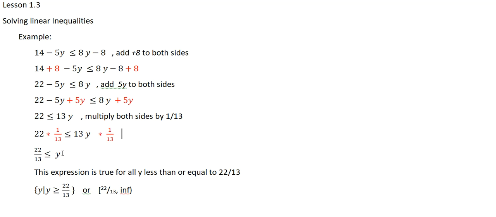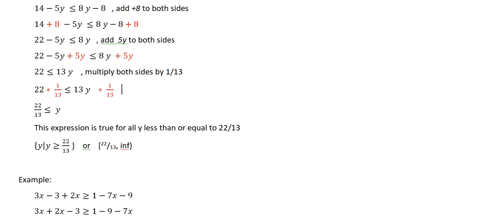Okay, so any value that you put in for y that's greater than or equal to 22/13 is going to make this expression true. Now we have some notation here that we can express that in. y such that y is greater than or equal to 22/13. Notice that we reversed the order here, so we have to reverse the sign as well. And that is set builder notation. And then we have an interval here.